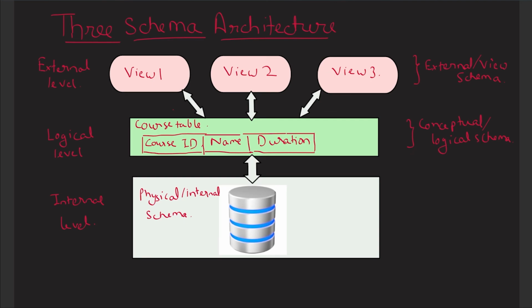So that is the objective of the three schema architecture, and this comes into the picture for the database. Nowadays all databases are based on this three schema architecture. There will be the external level, the logical level and the internal level, and the schema is also designed at these levels based on the overall schema of the database. So that's all for the three schema architecture. We have already seen the three schemas and how they are connected in the three schema architecture.